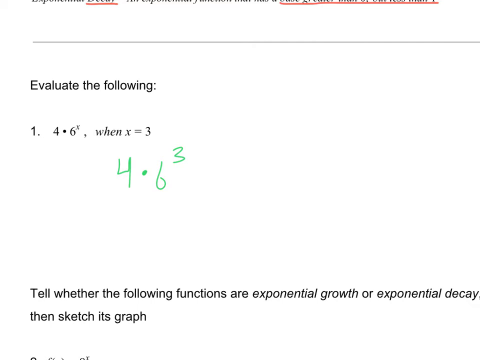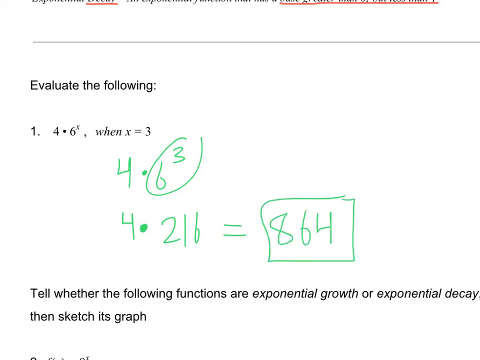Then we just solve using PEMDAS, right? So parentheses, no parentheses. Exponent is first. So we're going to take this 6 to the 3rd and solve that first. So we still have this 4 times whatever quantity this is going to be, and 6 to the 3rd is going to be 216. Then I can do 4 times 216, which is going to be 864. And that's it, right? You just plug it in and solve it.